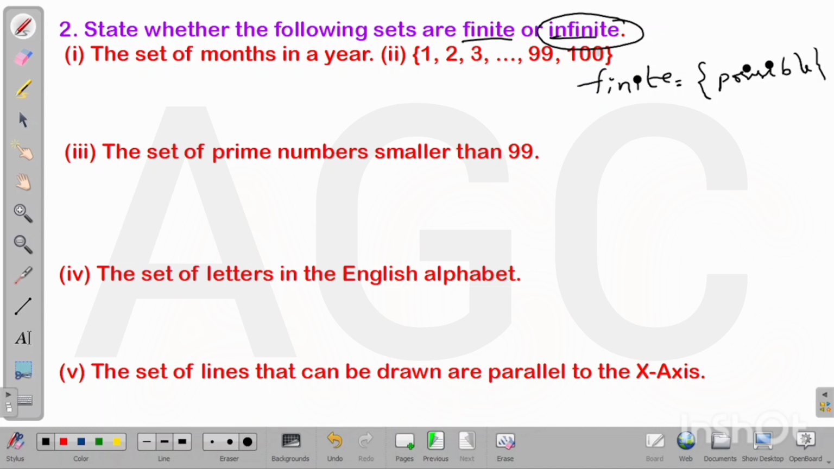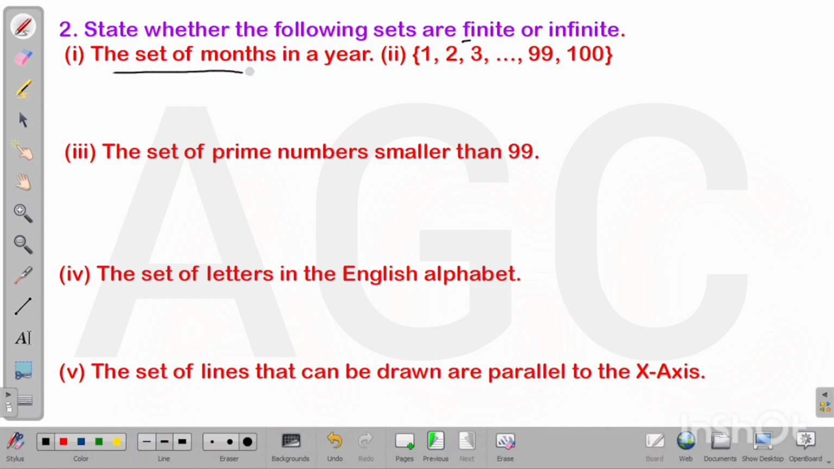So we can give the definition like this: a set whose elements cannot be listed is called an infinite set. So let us decide whether they are finite or infinite sets. What is the first one? The set of months in the year. How many months in a year? Total 12 months, right? So it is particular. Yes, so we can say this is finite.